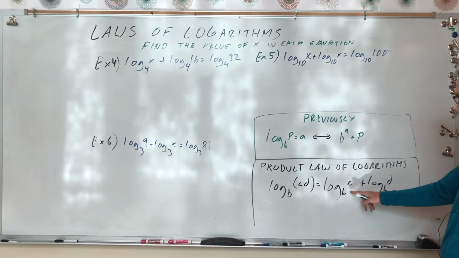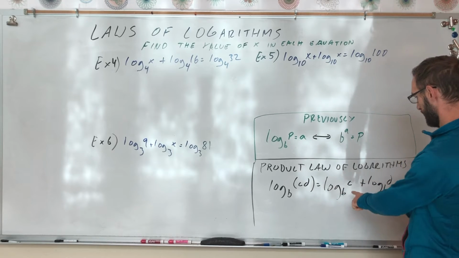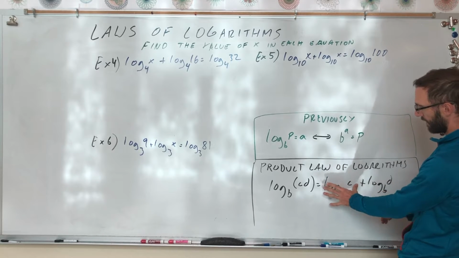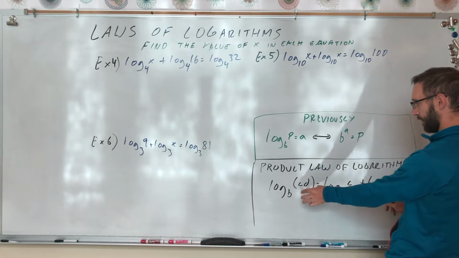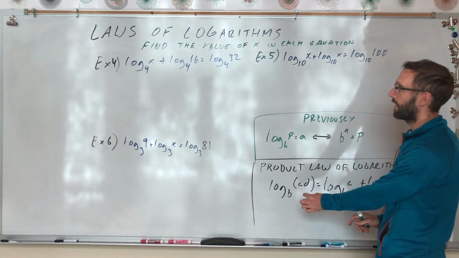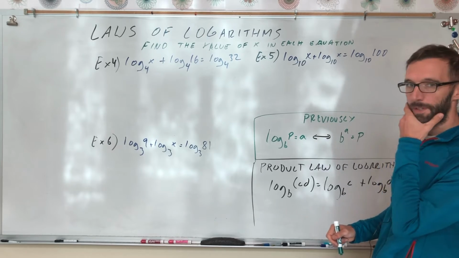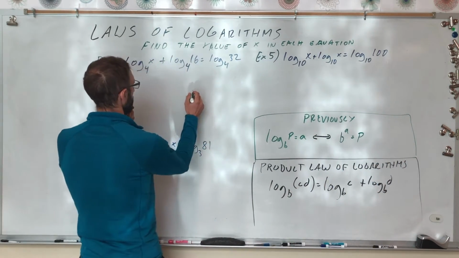If we sum these two logarithms, that's the same as log base b of the product of c and d. Right? Log base b of c plus log base b of d. If we multiply c and d, it's within one logarithm. So let's see, let me try and break this apart piece by piece.